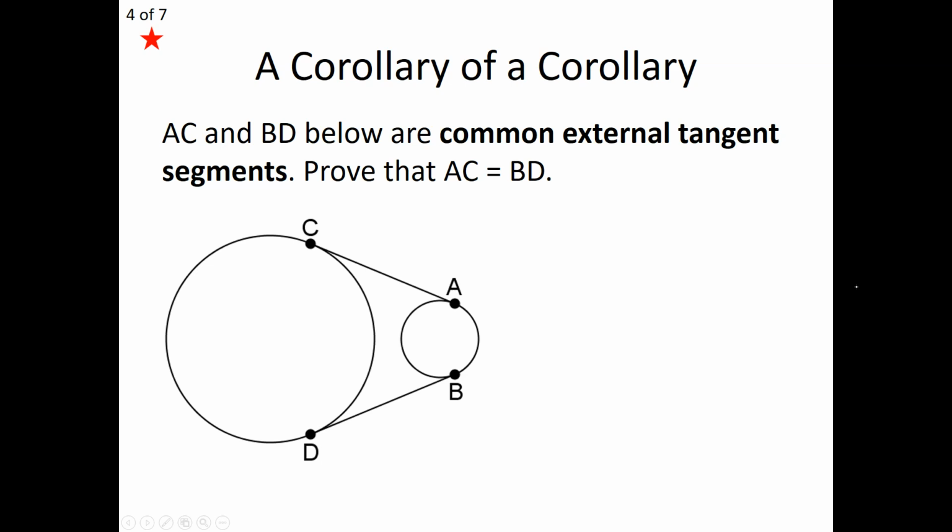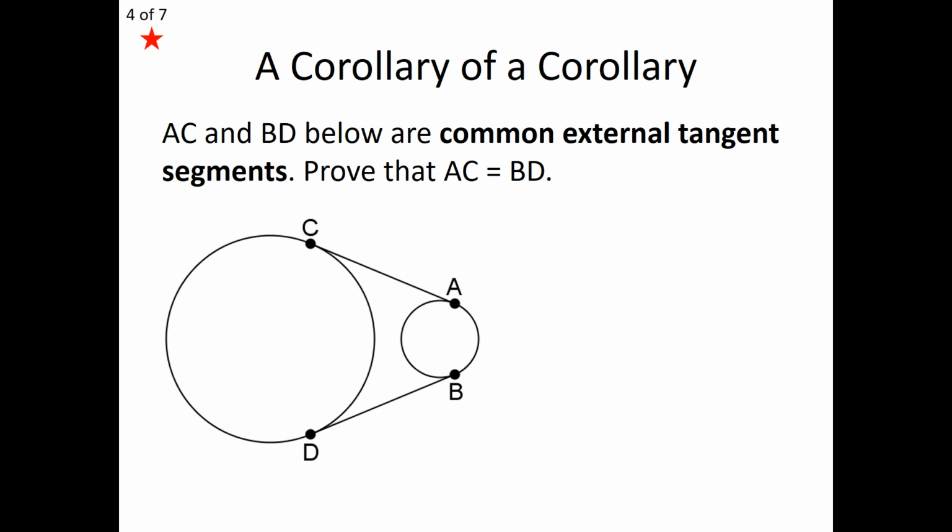So the next result, this theorem doesn't really have a name, but what it really is, is a corollary of a corollary. This is actually a quick follow-up from our twin tangent theorem that we just saw on the last slide. What we can actually prove then is that if you're given two circles, their common external tangents are going to be equal in measure.